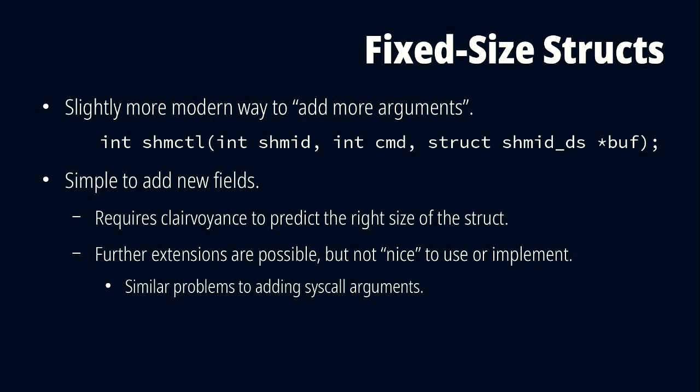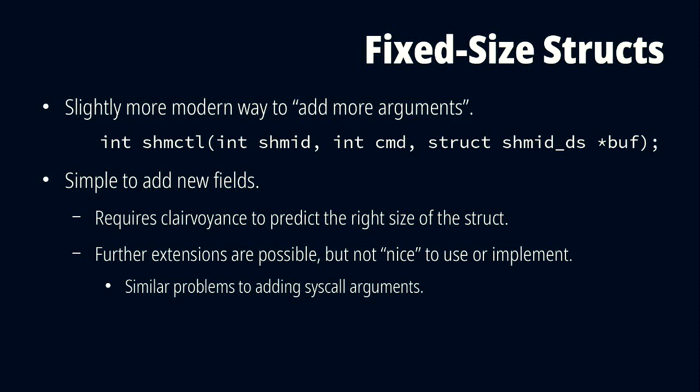The second most common way, or at least a way that is a little bit newer but still pretty old, is fixed size structures. This is, I guess, the simplest way to say, well, we need to have arguments, but we can't have 20 arguments to a syscall, so let's make a structure that just has the arguments we want. It's very simple to add new fields, assuming you've allocated enough extra space in your structure to be able to do this. You just rename one of the reserved fields.